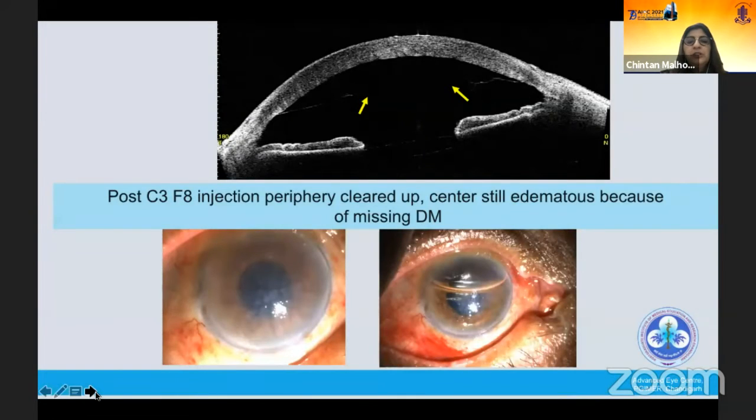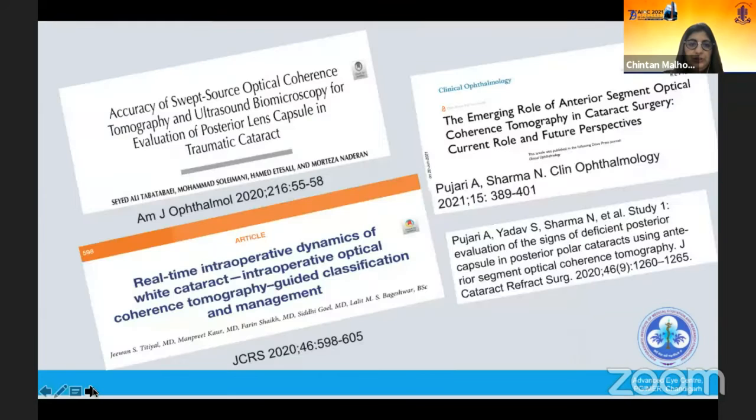Post C3F8 injection, we can see that the cornea has cleared in the periphery where the Descemet membrane was there. The central Descemet membrane was missing, so the edema is taking a little longer to resolve, and we are just waiting to see whether it will recover on its own or whether we need to intervene surgically.